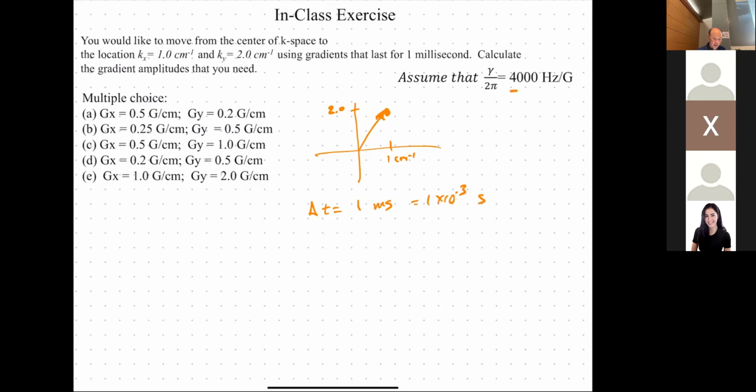Let's assume that gamma over 2 pi equals 4,000 hertz per Gauss. So your task, and I'll give you a few minutes to think about this, and I'll put a poll on Zoom and we'll just do a poll in here manually, is which of these choices will get you to that point in k-space based on what we just talked about. Okay, so go ahead and look at that. Think about that, and we'll regroup in a couple minutes.